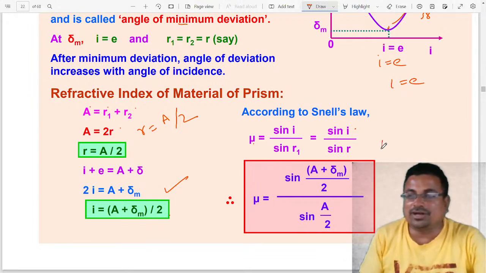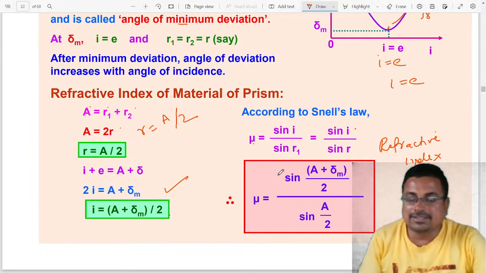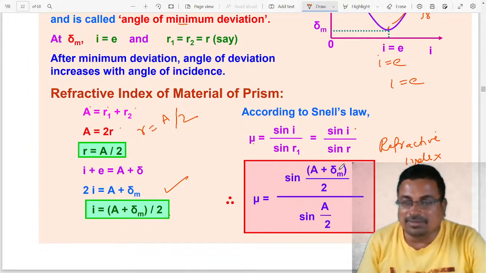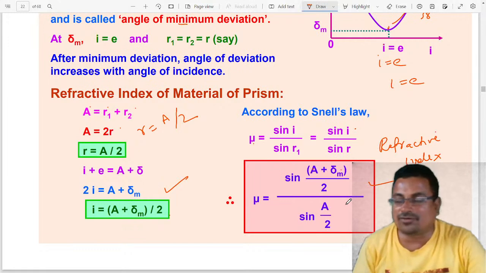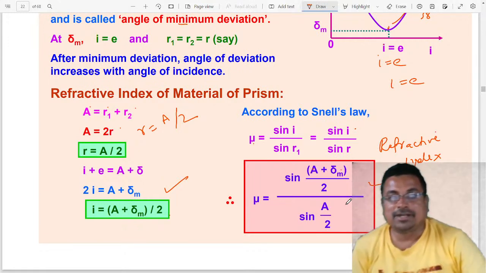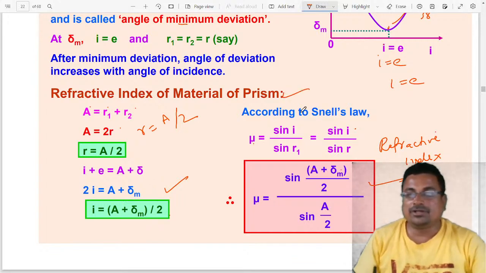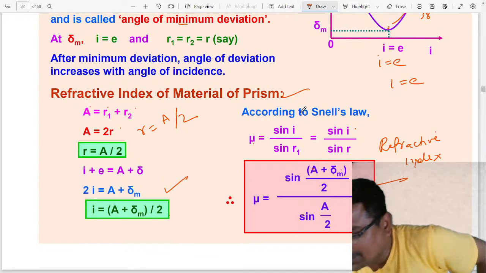So this is refractive index. Refractive index is sine of the angle of prism plus the angle of minimum deviation by 2, over sine A by 2. This is the important formula for the refractive index of a prism material. Based on this formula, they may ask questions in the examination.